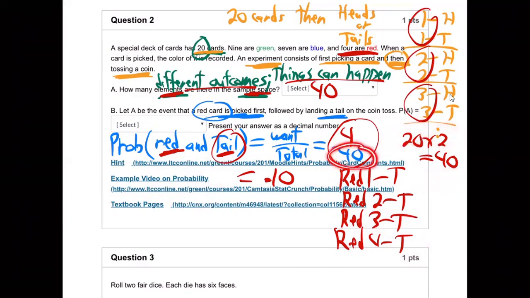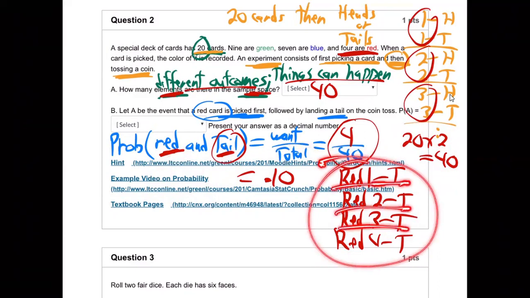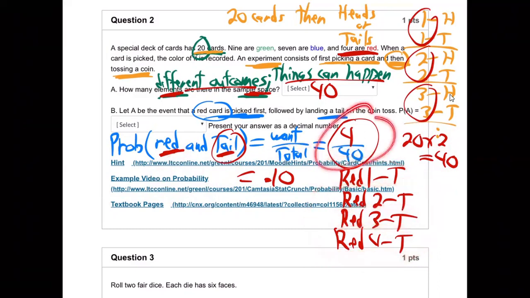And out of those 40 total endings, if what you really want to see in the ending is a red card and a tail, well, there's 4 ways that can happen. The red 1 with a tail, the red 2 with a tail, the red 3 with a tail, the red 4 with a tail. 4 out of the 40 possible endings would satisfy red and a tail. And that comes down to a 10% chance, 0.10 decimal. Making sense? Other questions I can answer?